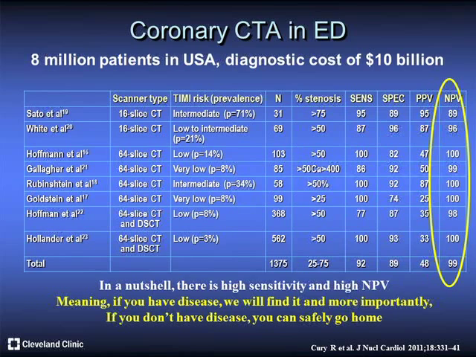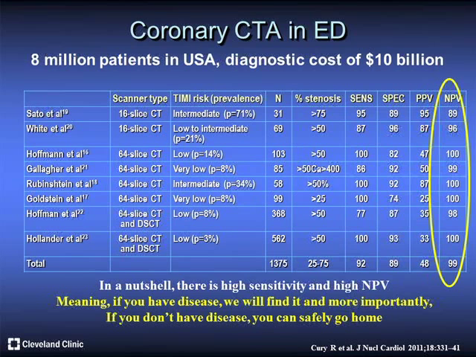Now, a good emerging indication is that of evaluation of patients who present with acute chest pain in the emergency room. That's a big business, $10 billion business, 8 million patients in USA. Again, these are previous non-randomized studies. The key is to recognize the strengths of these technologies. High negative predictive value, and high sensitivity. If you have disease, we are going to find it. And if you don't have disease, you can safely send the person home without having to worry about him or her dropping over dead.